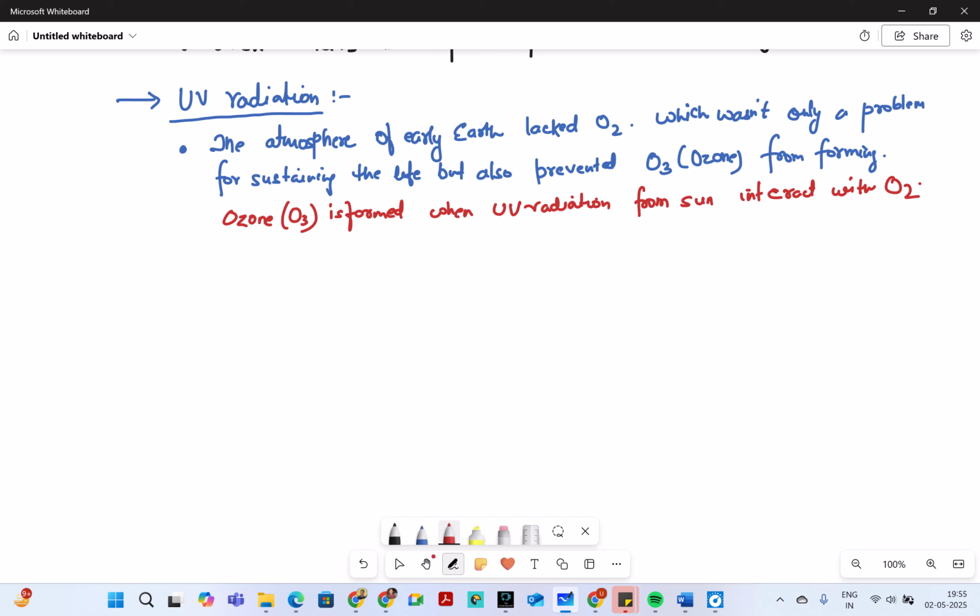So how did it happen? First of all, ozone absorbs damaging UV radiation. So it is a very powerful shield, I can say. Ozone absorbs damaging UV radiation, and ultimately it's protecting the earth, right? So can I say that, and protects life on earth?